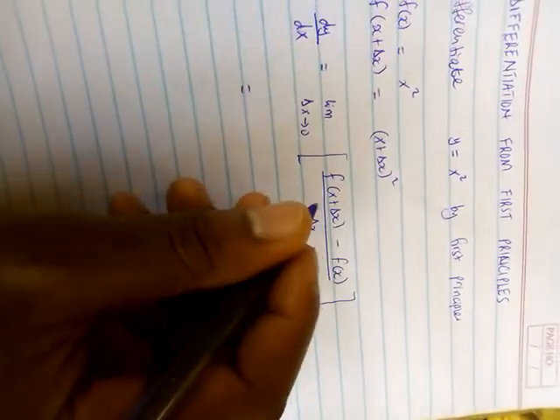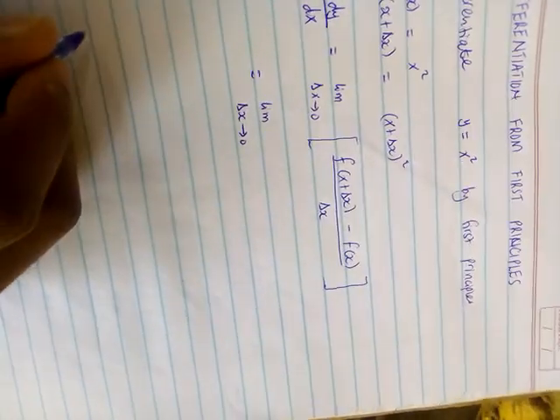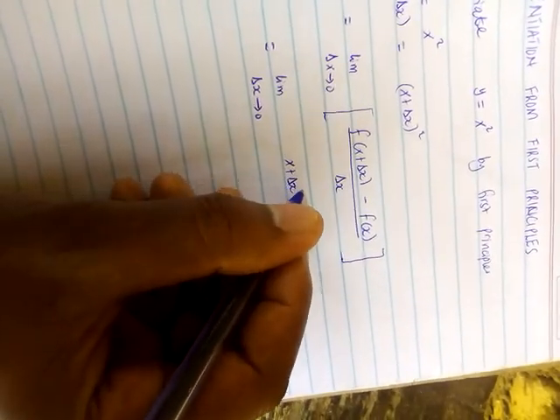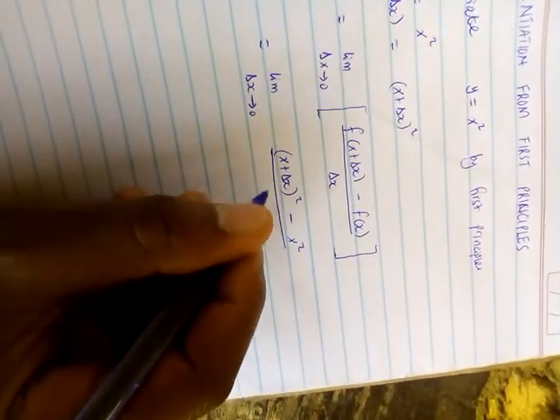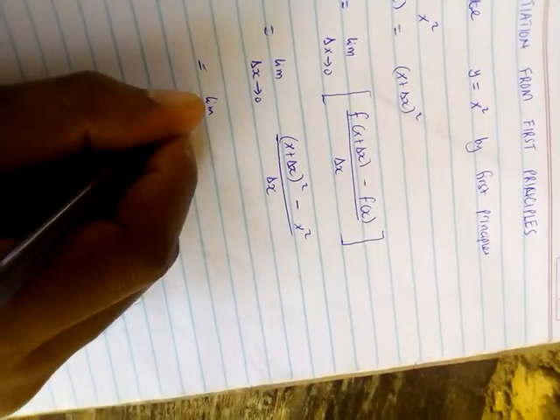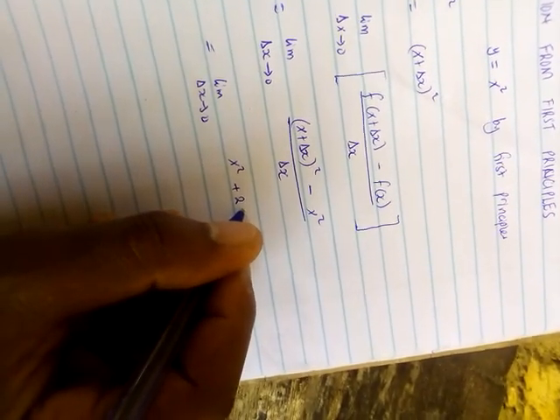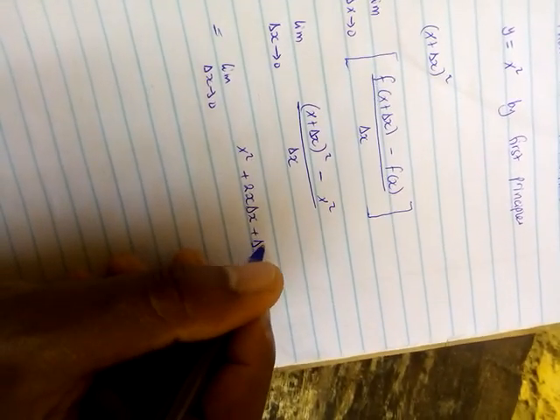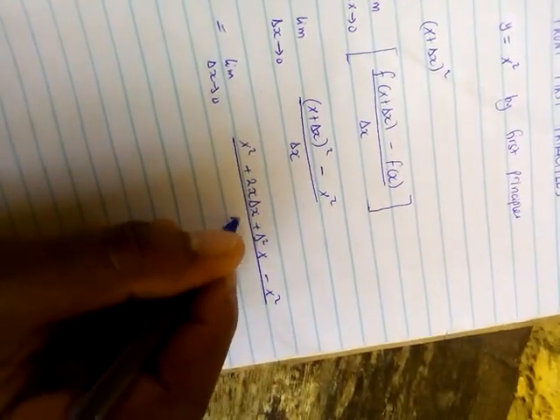So now I'm going to have the limit as change in x is going almost to 0 of x plus the change in x, squared, minus my f of x, which is x squared, divided by delta x. If I expand this, I have the limit as change in x tends to 0 of x squared plus 2x change in x, plus delta x squared, minus x squared, divided by delta x.